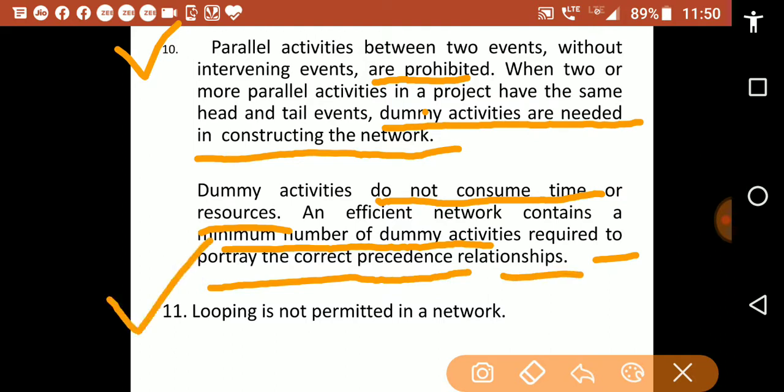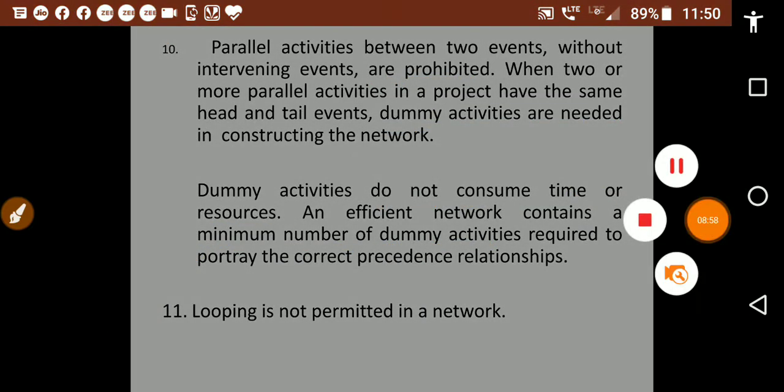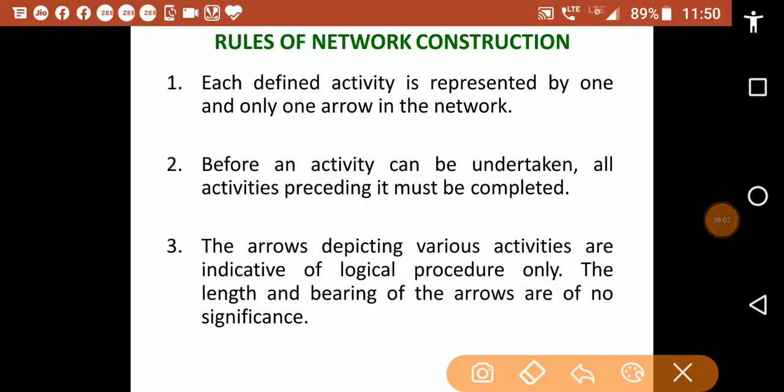Next is, looping is not permitted in the network. So these are the rules of network construction. First is, each defined activity is represented by one and only one arrow in the network. Second is, before an activity can be undertaken, all activities preceding it must be completed. Third is, the arrows depicting various activities are indicative of logical procedures only. The length and bearing of the arrow are of no significance.